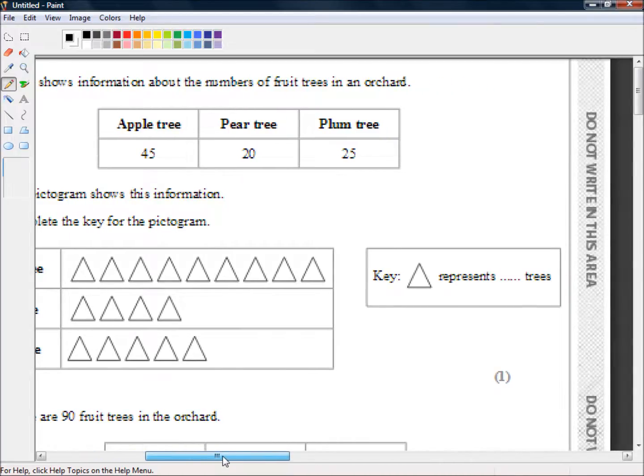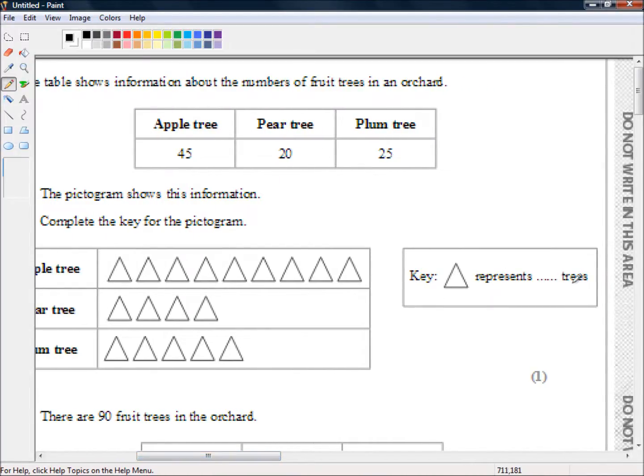It's just the key we need to complete, and the key says a triangle represents so many trees. We have 1, 2, 3, 4, 5, 6, 7, 8, 9 triangles representing 45 trees. So I make that one triangle equal to 5 trees. I'll double check that. That's 1, 2, 3, 4 pear trees, and 4 times 5 is 20, which is indeed 20. And there's 1, 2, 3, 4, 5 triangles for the plum trees, and 5 times 5 is indeed 25. So the key is a triangle represents 5 trees.